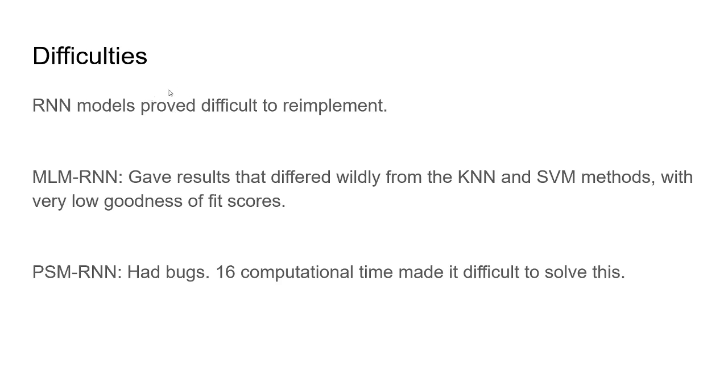So why is this? Well, the recurrent neural networks were fairly difficult to re-implement. We were able to implement the multi-label model, but not the per schema model. And the multi-label model didn't give us very good results, so I just left it out of the table for this presentation. The per schema model had bugs, and because there was a 16-hour computational time for this model, it was difficult to solve.